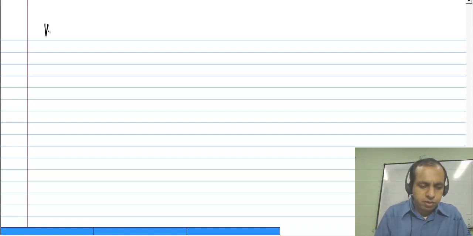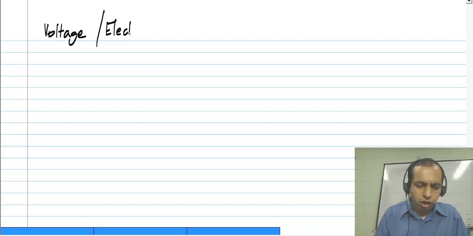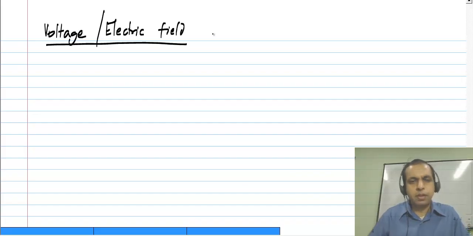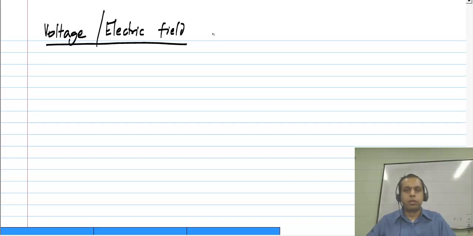Now the next thing we look at is basically the relationship between voltage and electric field. Okay. So we know that basically charges move under the influence of electric fields. So we need both charges and electric fields for some interesting things to happen in electrical circuits. The way we provide the fields is by providing voltage differences between different points.